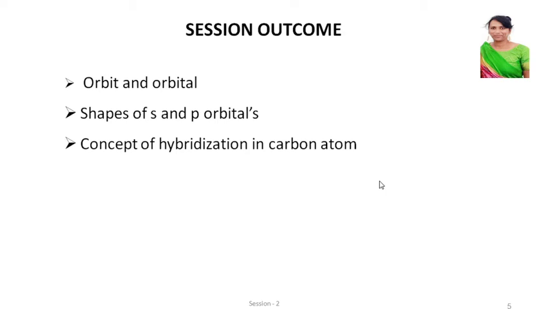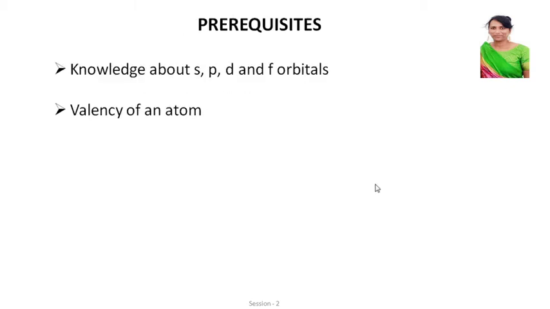Ultimately, after this session, you will be able to understand correctly the difference between orbit and orbital, you'll be able to visualize what is an s orbital and what is a p orbital, and you'll be able to understand what is hybridization. You have to know a little bit about s, p, d and f orbitals.